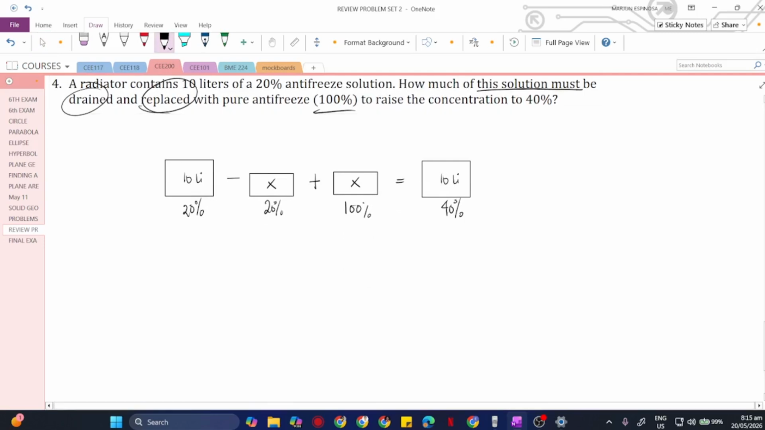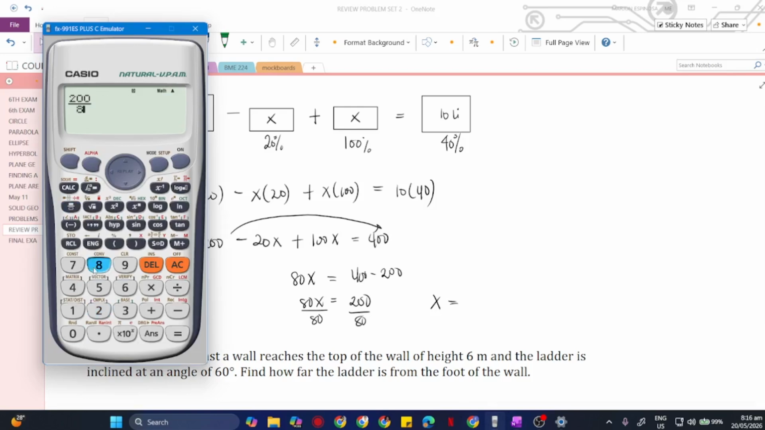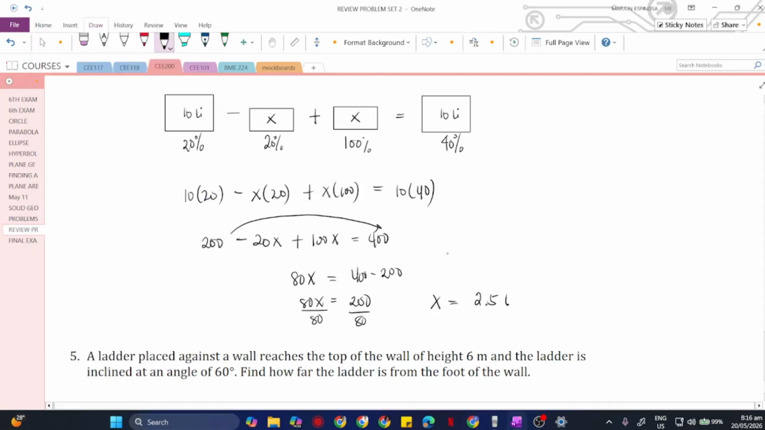Now, to make this into a mathematical equation, we simply multiply our volume by the concentration. So, that is 10 times 20 minus X times 20 plus X times 100 equivalent to 10 times 40. That will be our solution. And then, let's solve for the value of X. 10 times 20 is 200 minus 20X plus 100X equivalent to 10 times 40, that is 400. Simplify: negative 20X plus 100X gives us 80X. Transpose: 80X is equivalent to 400 minus 200, that is 200. Divide by 80, so X is equivalent to 200 divided by 80, which is 2.5 liters. So, our answer here would be 2.5 liters. Okay?